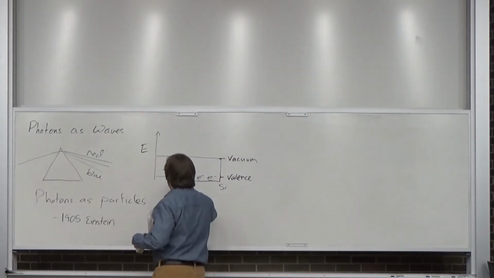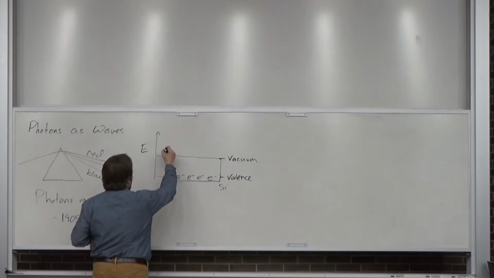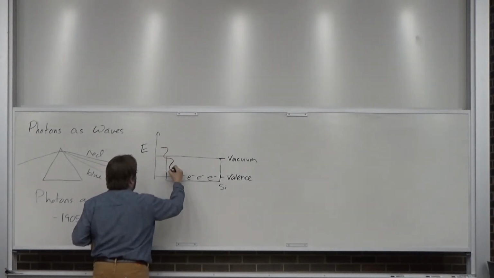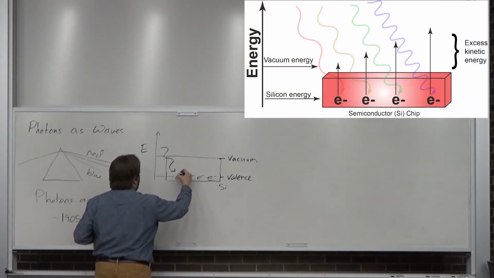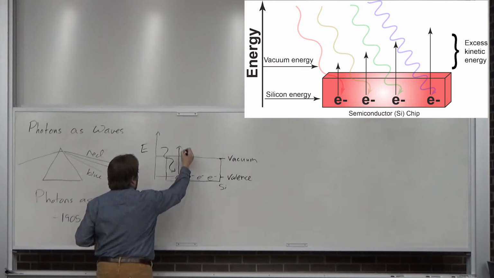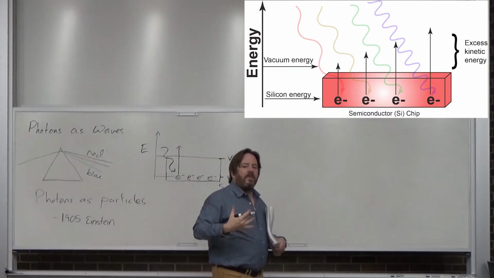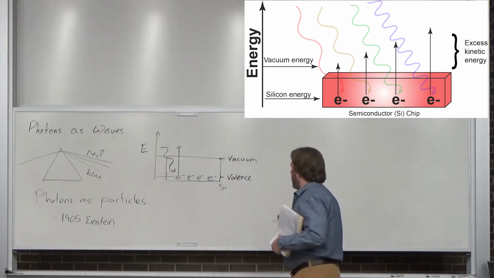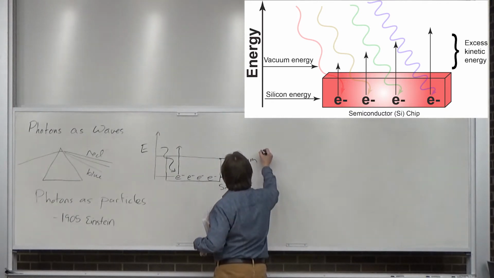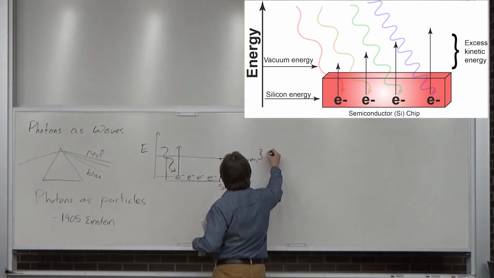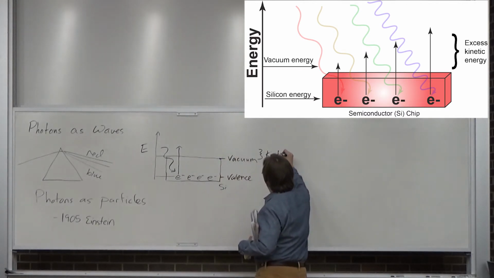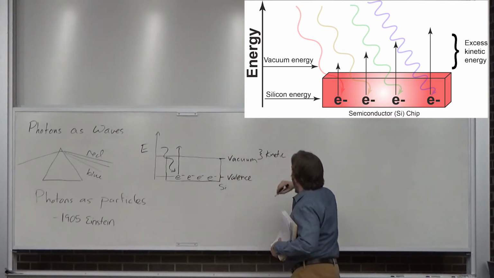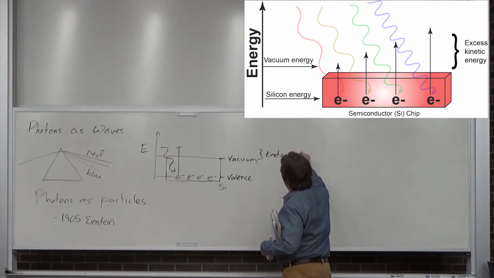Okay, so what happens is along comes a photon, and it kicks out the electron with a certain amount of energy that's greater than the vacuum energy, so the electron can get kicked out. Notice that I gave it a little bit of excess, more energy than the vacuum energy, and that gets used as kinetic energy.